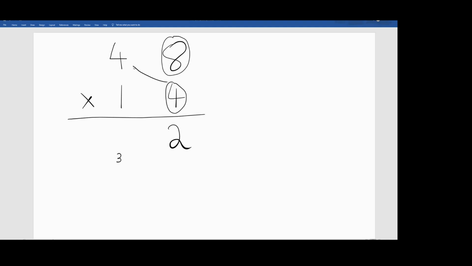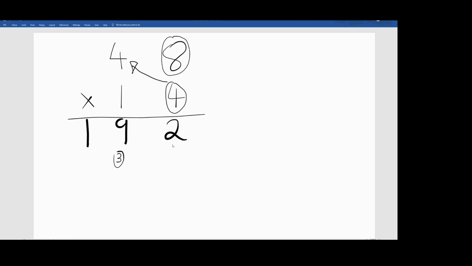Then I do 4 times 4. So I'm starting with the units, times by the units, times the units by the tens. 4 fours are 16, plus the 3 is 19. Okay, so I put 1 in the hundreds, 9 in the 10, that's 19.